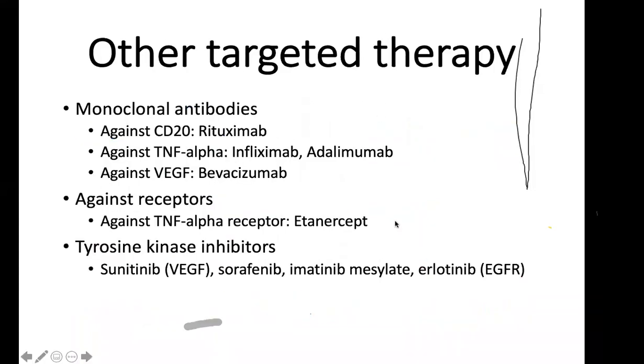Last few slides. There are other targeted therapies. My favorite over here is going to be, again, the CD20 antigen. That's rituximab. There are others against TNF-alpha, against vascular endothelial growth factor, against the TNF-alpha receptors, against tyrosine kinase inhibitors at the level of the nucleus itself, especially imatinib, another wonder drug.